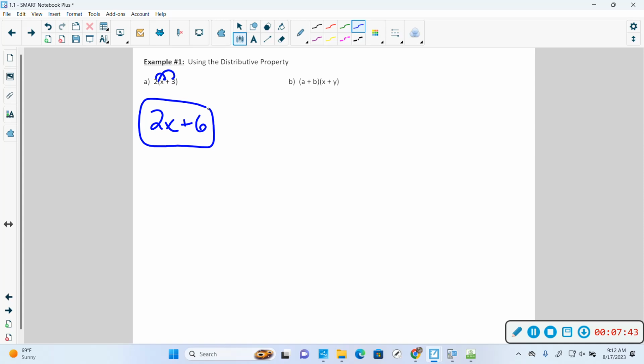You could do your old school FOIL. Remember what FOIL stands for? First, outer, inner, last. If you like FOIL, do FOIL. I don't care. I'm just thinking of this as a double distributive problem. First, you're going to take a through, so a times x, a times y. Then I'm going to take b through, b times x, and b times y. If you want to use FOIL, do it. Like I said, I don't care.